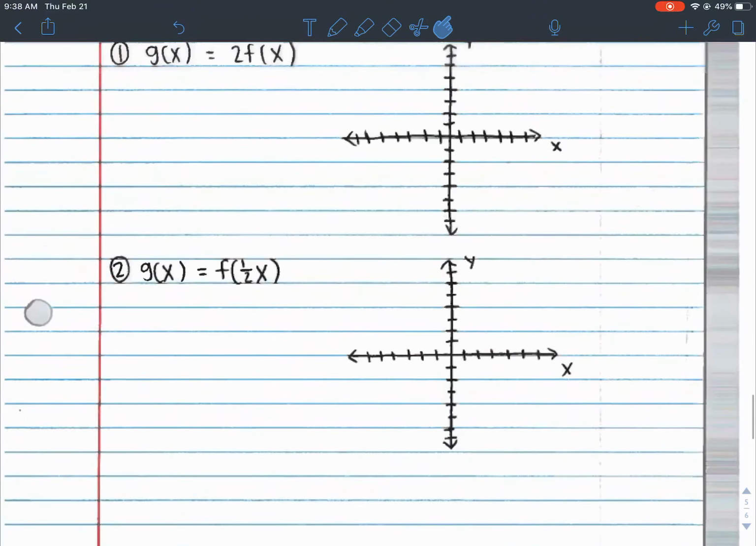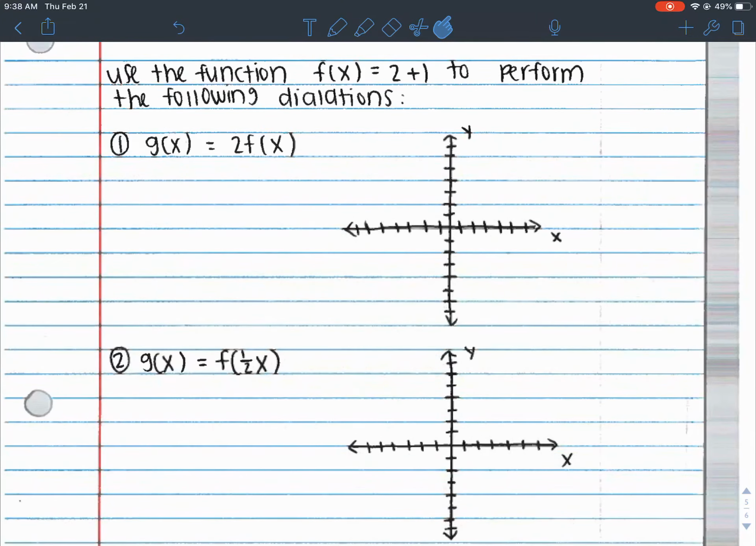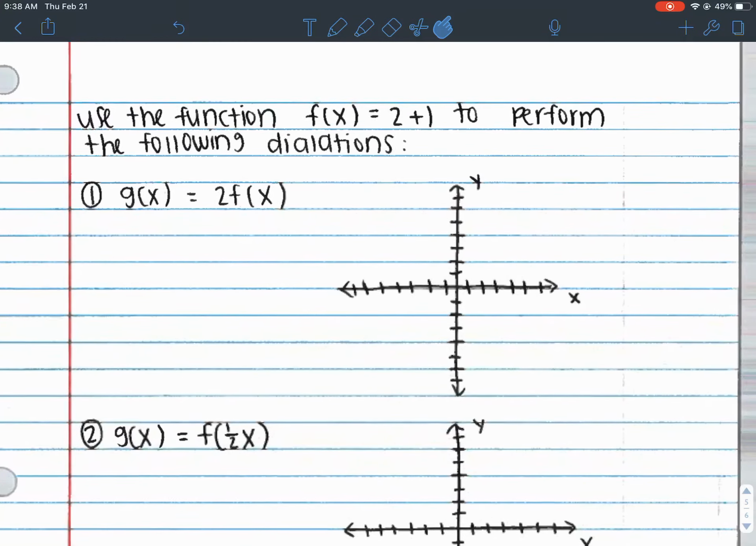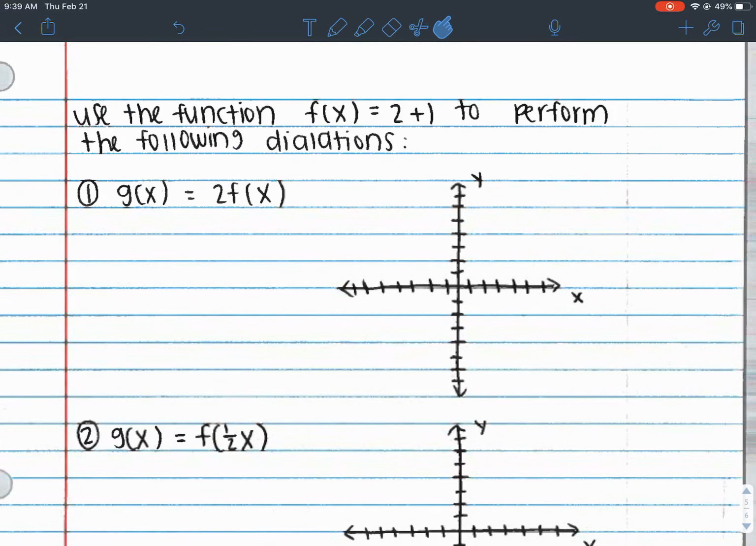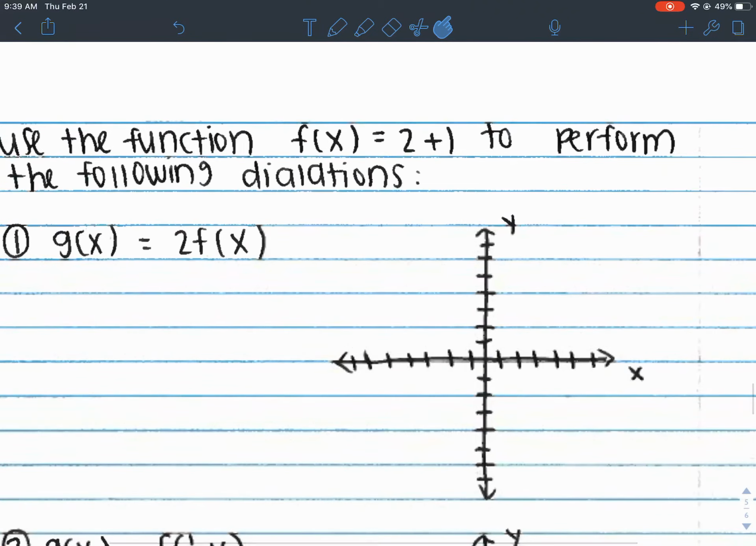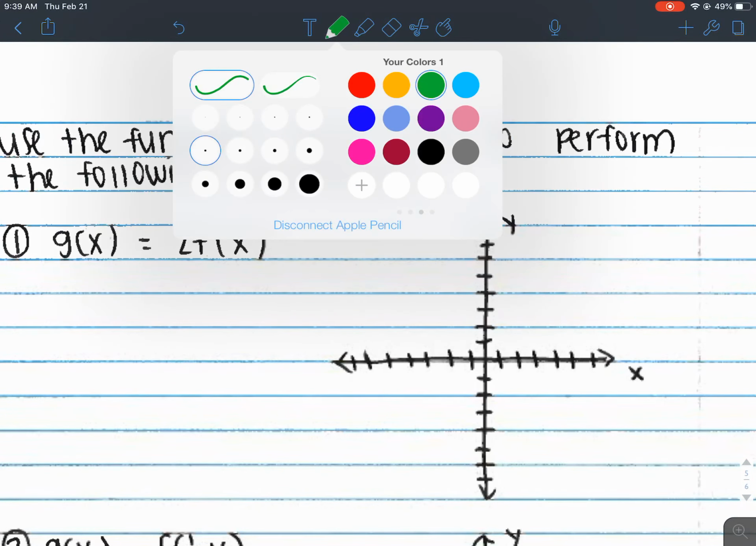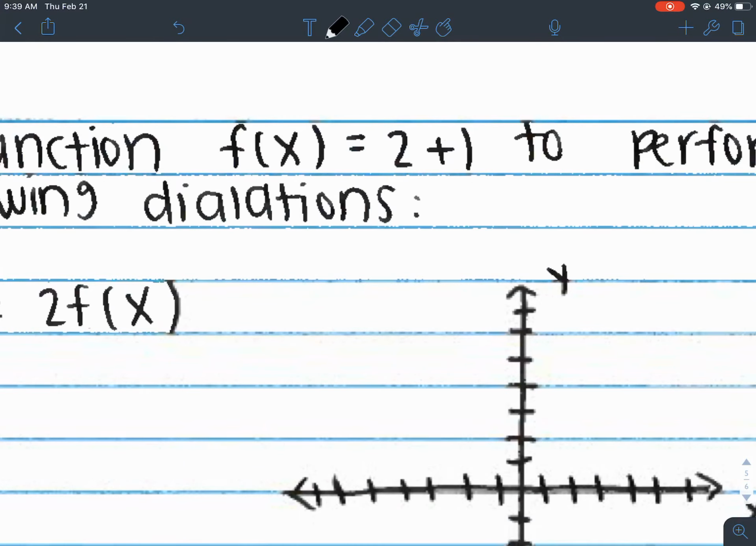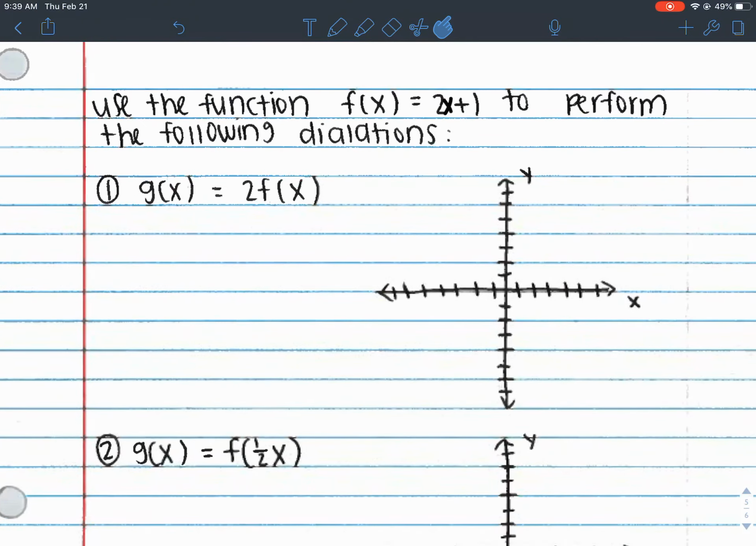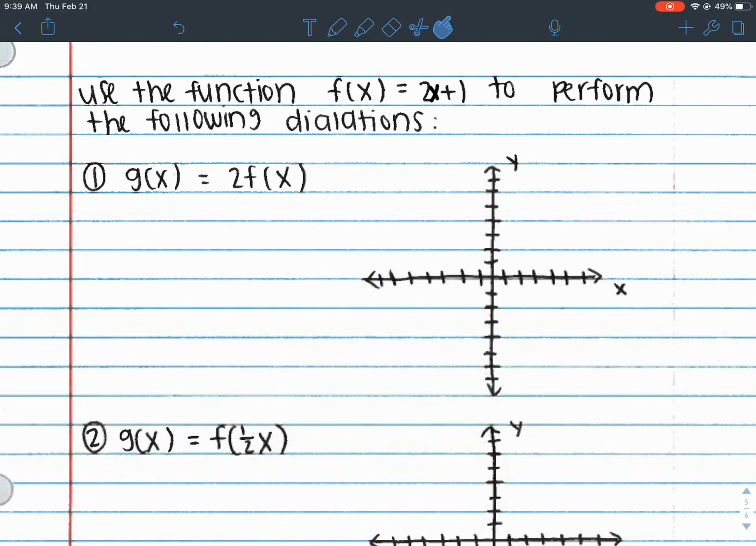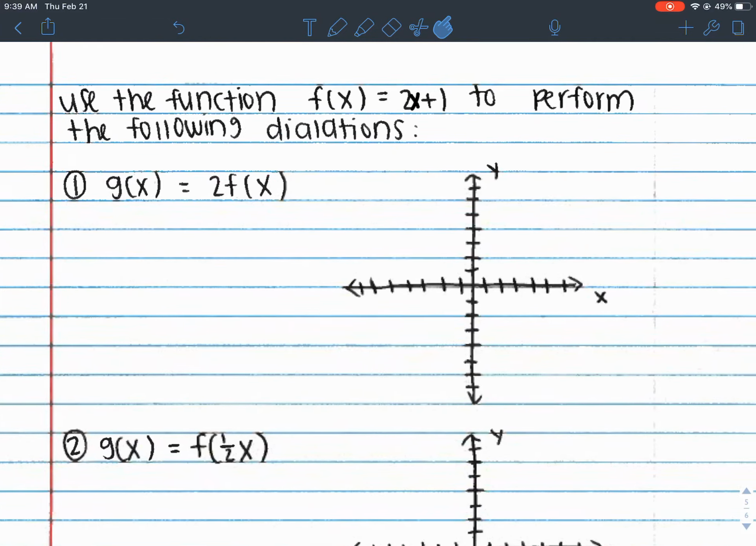moving on. We have only 2 graphs left, and then we have the pre-AP section, so if you're not in pre-AP, you do not have to watch that. But we're going to use the function f of x. Oh my gosh, I made a typo. Ugh, I made these notes really late, so I think I forgot. This should be f of x equals 2x plus 1. My bad. Okay, use the function f of x equals 2x plus 1 to perform the following dilations.